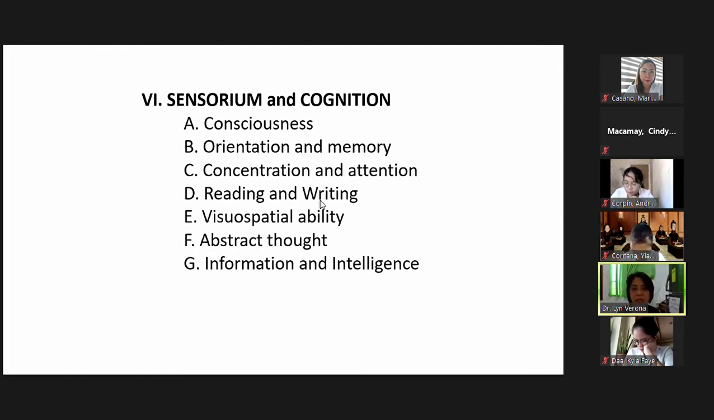For example, attention. You will ask the patient to read, or you give addition, subtraction, and see if he is attentive to you. So, for example, 10 minus 5, if he's attentively listening to you, he can answer. But as I've said, you have to ask the educational background of the patient. That is concentration and attention. You let the patient read, but consider first the education.